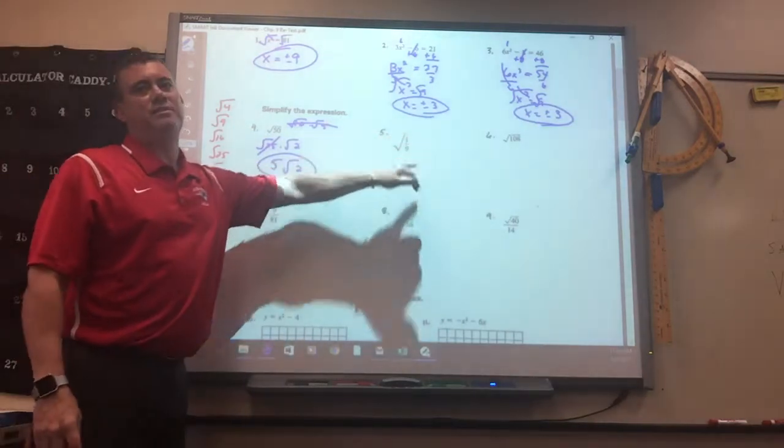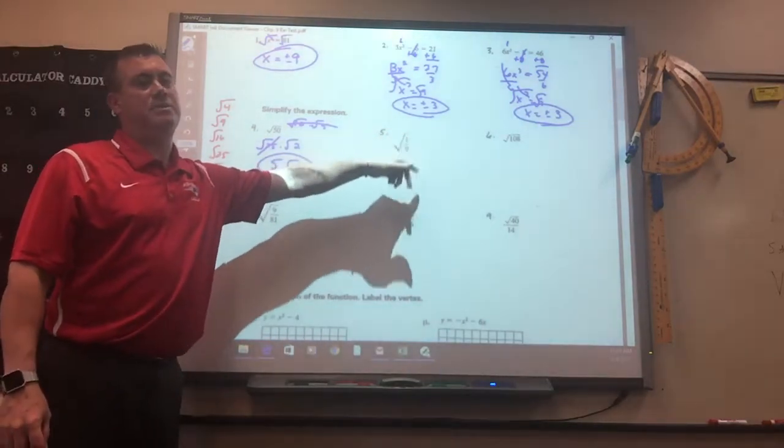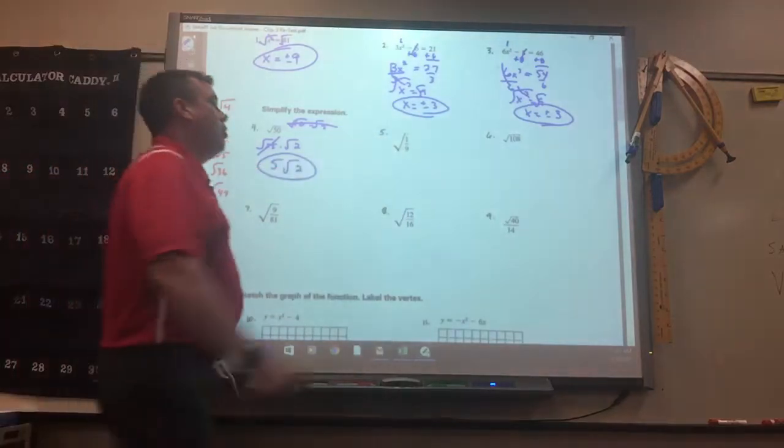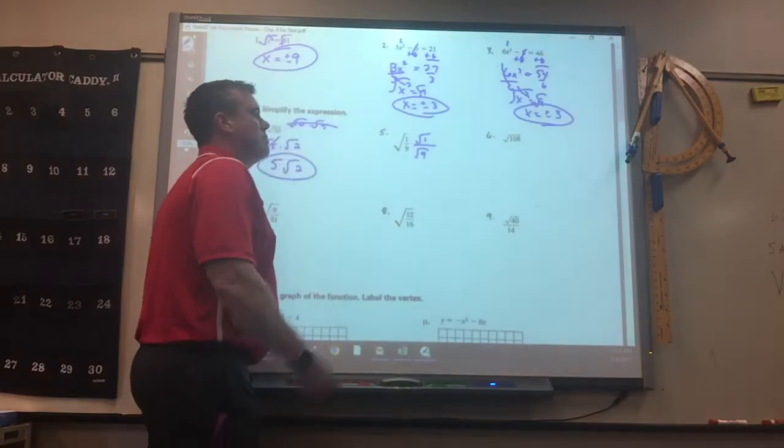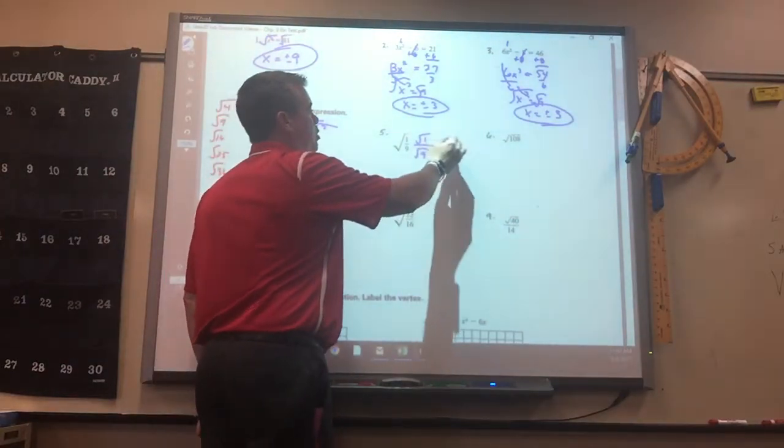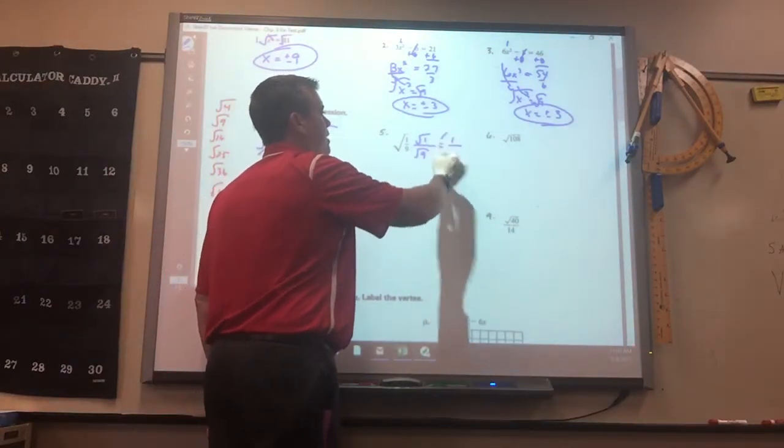If it's a fraction, you can look to simplify if you can, or you can split it up like that, and then they're both perfect squares. Square root of 1 is 1, square root of 9 is 3.